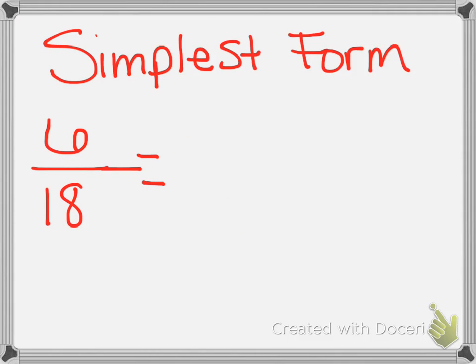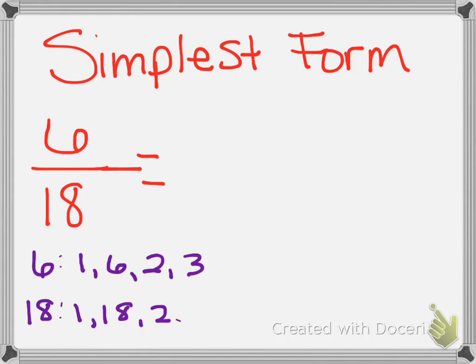The next lesson was on taking a fraction and putting it in simplest form. So the kids are going to have to realize that 6/18 is not as simple as it could be. One method to find the simplest form is listing all the factors for 6 and all the factors for 18 and finding the greatest common factor they have. So my factors for 6 are 1 times 6 and 2 times 3. My factors for 18 are going to be 1 times 18, 2 times 9, 3 times 6, and then that's it for that one.